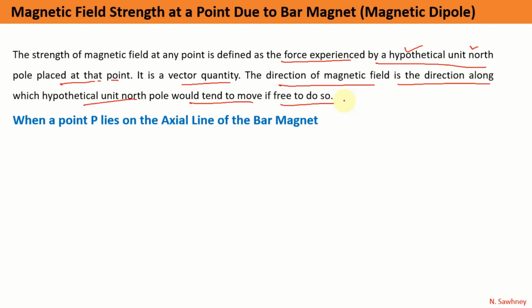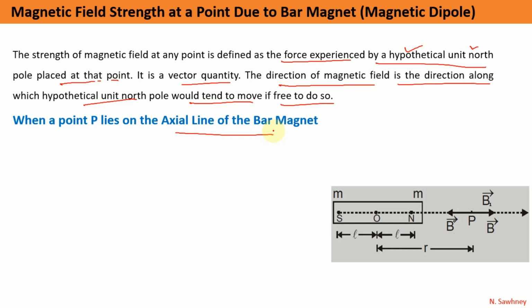For this, let us consider a point P on the axial line of the bar magnet. This is a bar magnet having pole strength m here. This is the north pole of the bar magnet. This is the south pole. We have to find the magnetic field at point P, which is at a distance r from the center of the dipole. This is the hypothetical north pole. The bar magnet is having length of 2L.